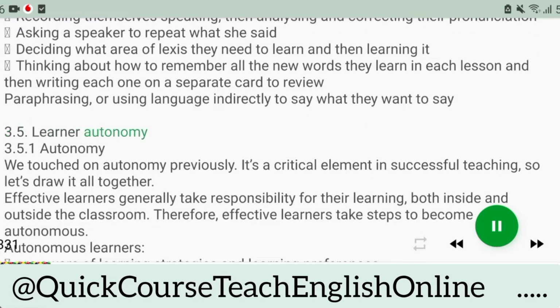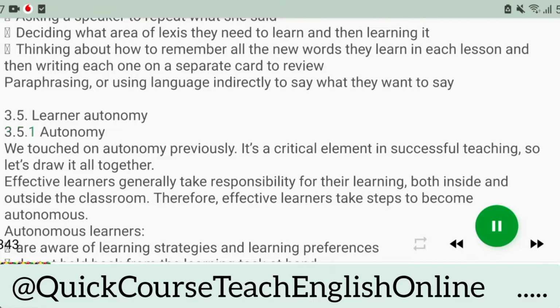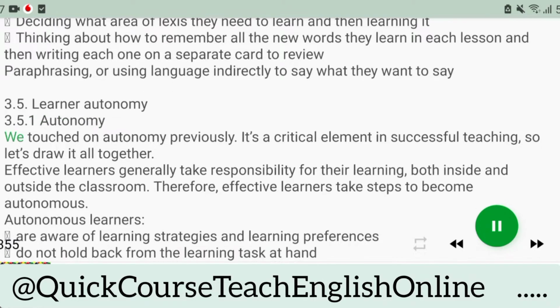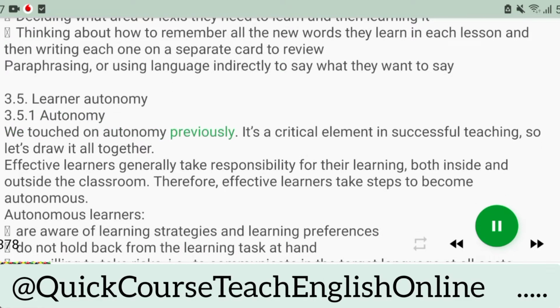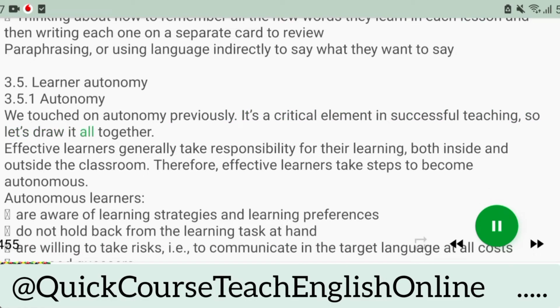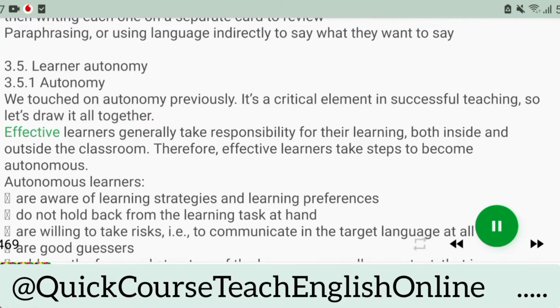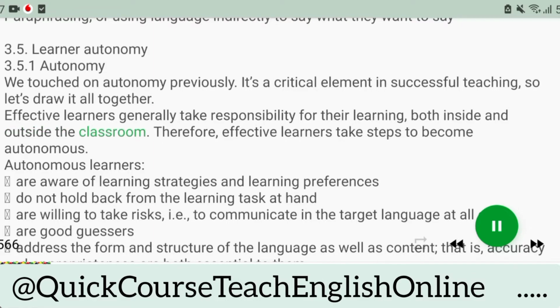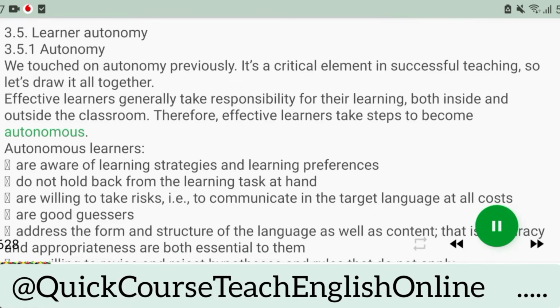3.5. Learner autonomy. 3.5.1 Autonomy. We touched on autonomy previously. It's a critical element in successful teaching, so let's draw it all together. Effective learners generally take responsibility for their learning, both inside and outside the classroom. Therefore, effective learners take steps to become autonomous.